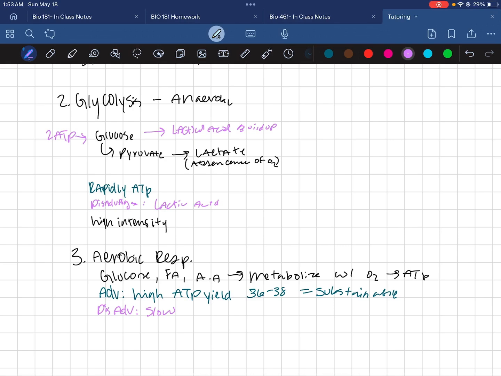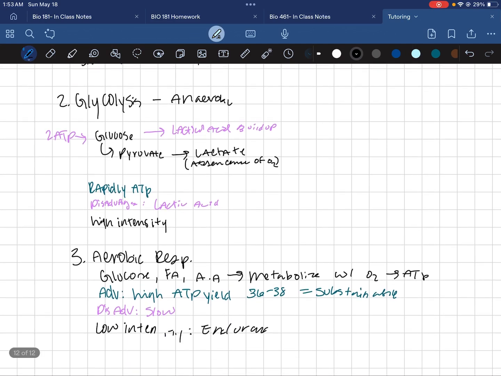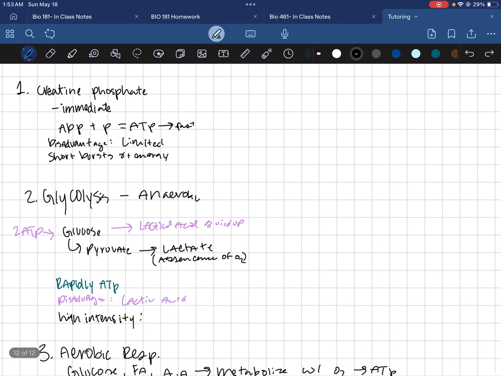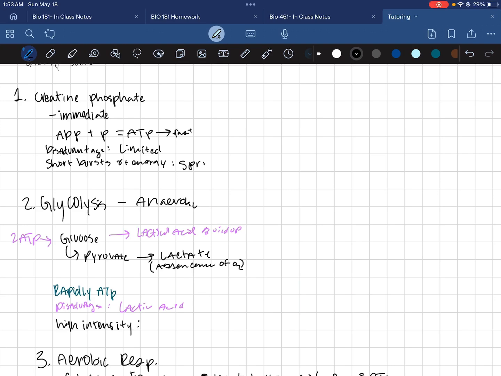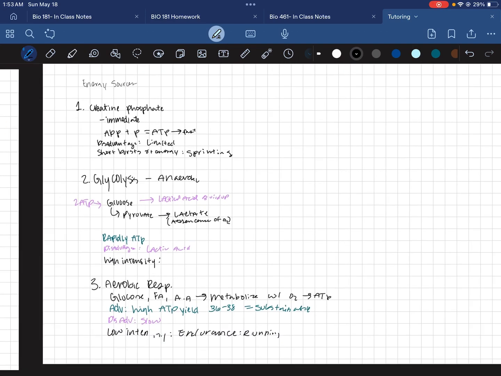And then for this one, you could say that we use it for low intensity workouts, which we could say endurance, like running. And then this one, high intensity, for that one we could say sprinting. I mean, not sprinting, sorry. This one would be like 30-second interval efforts. This one would be for sprinting. That's what I was meaning to say.